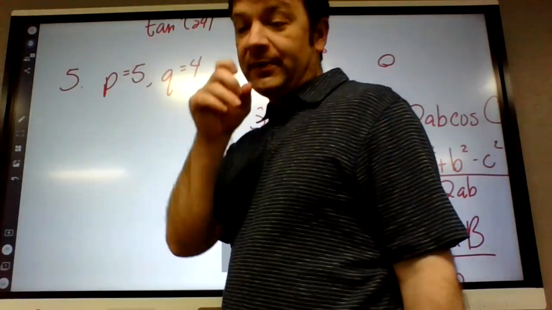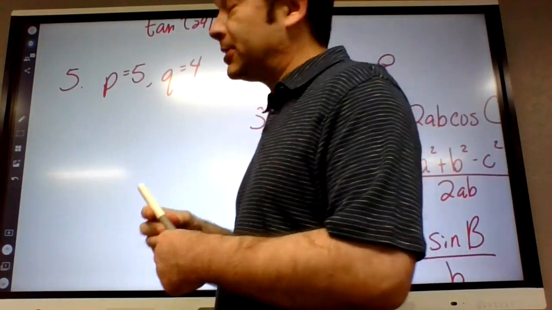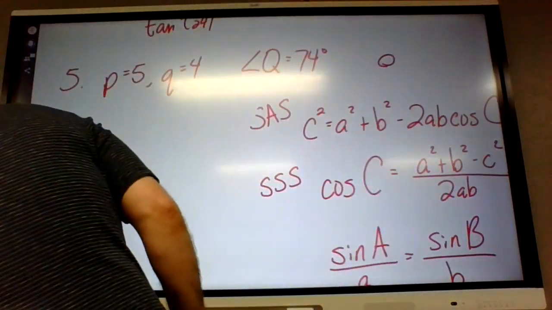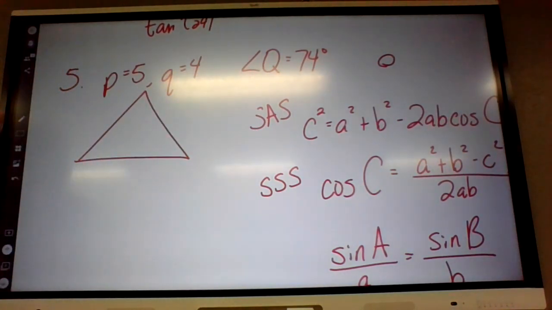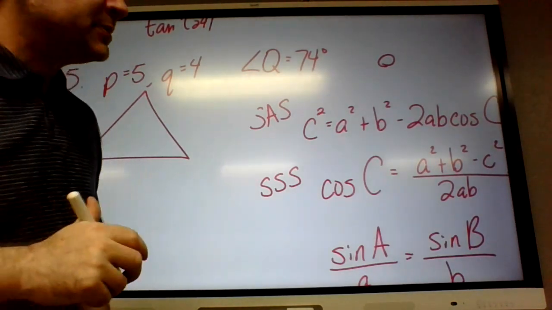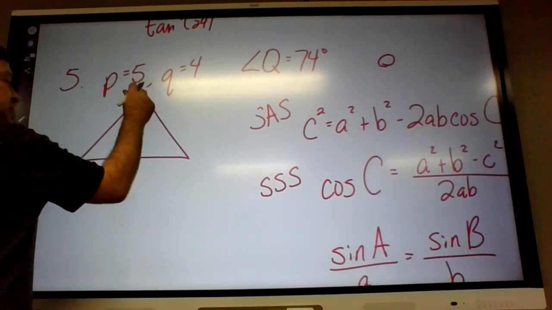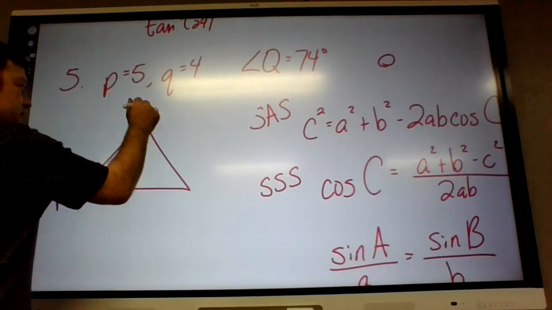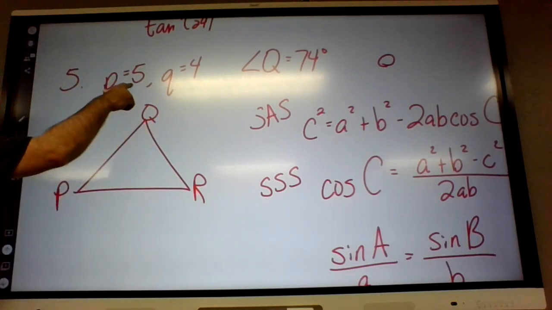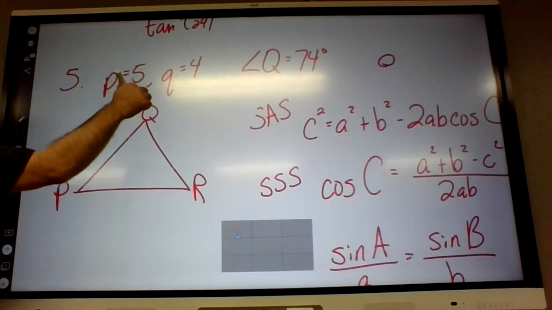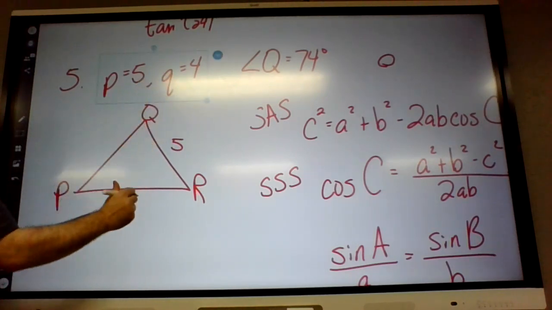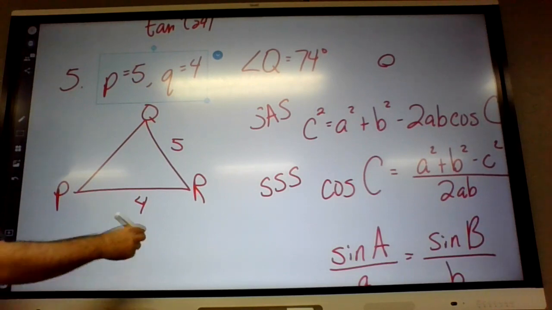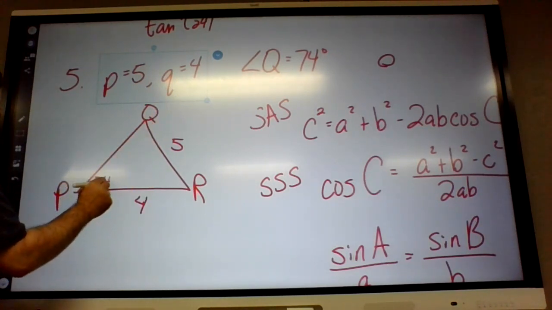So on this number five, it says how many different triangles can be constructed using the given information. So let's draw this little picture here. You feel like it's two? They say it's called triangle PQR. I'm just kind of making one up here. So little p would be side P, which would be across from angle P. Little q, and then angle Q is 74.